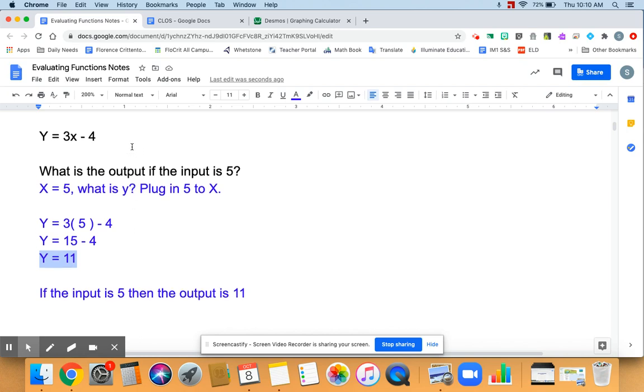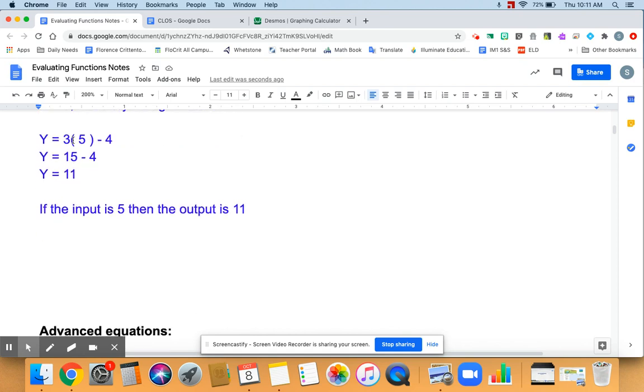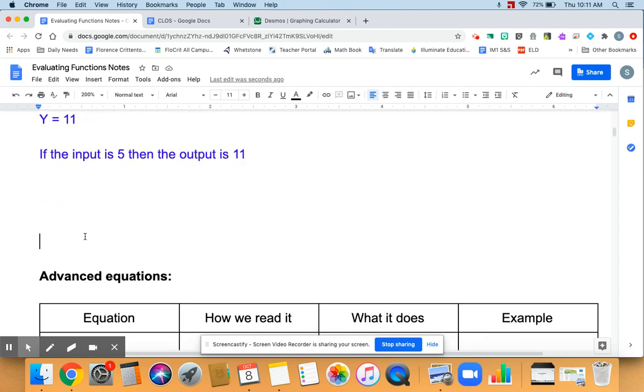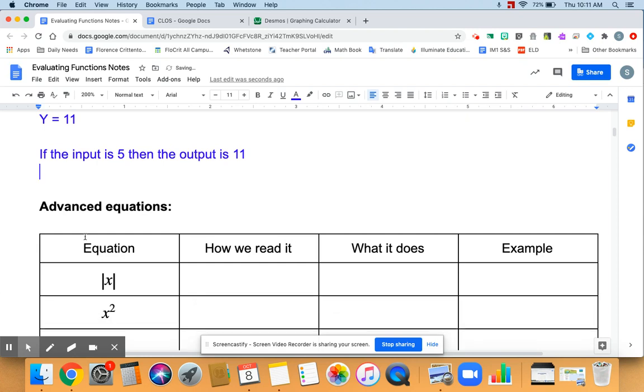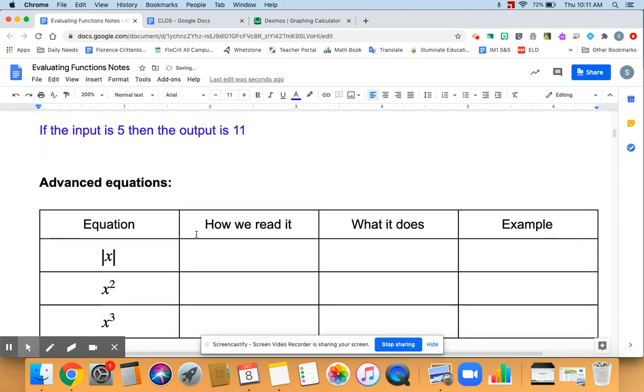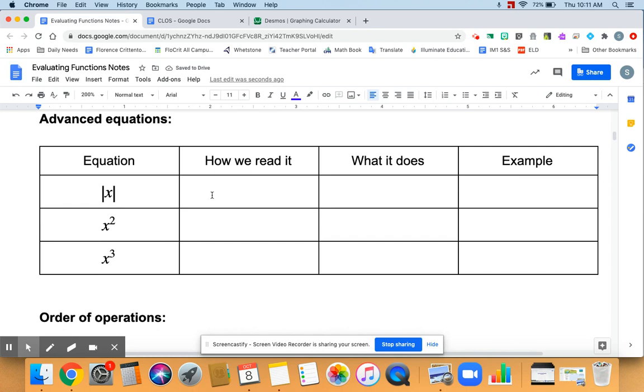So this is an easy type of equation because all I had to do was put the X right here in parentheses, and it's 3 times X. But there are advanced equations. They expect you to know what they mean. I'm going to teach them to you just in case you don't know. So this guy here, when you see an X with 2 lines around it, it has a name, and it's called absolute value. This is the absolute value of X.